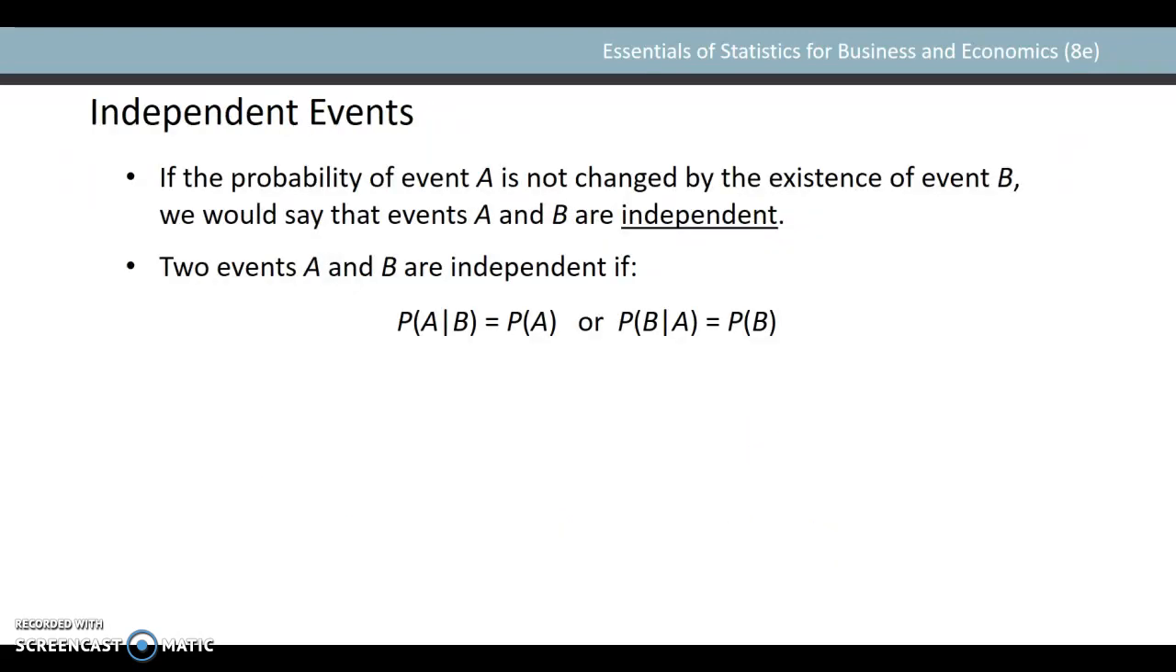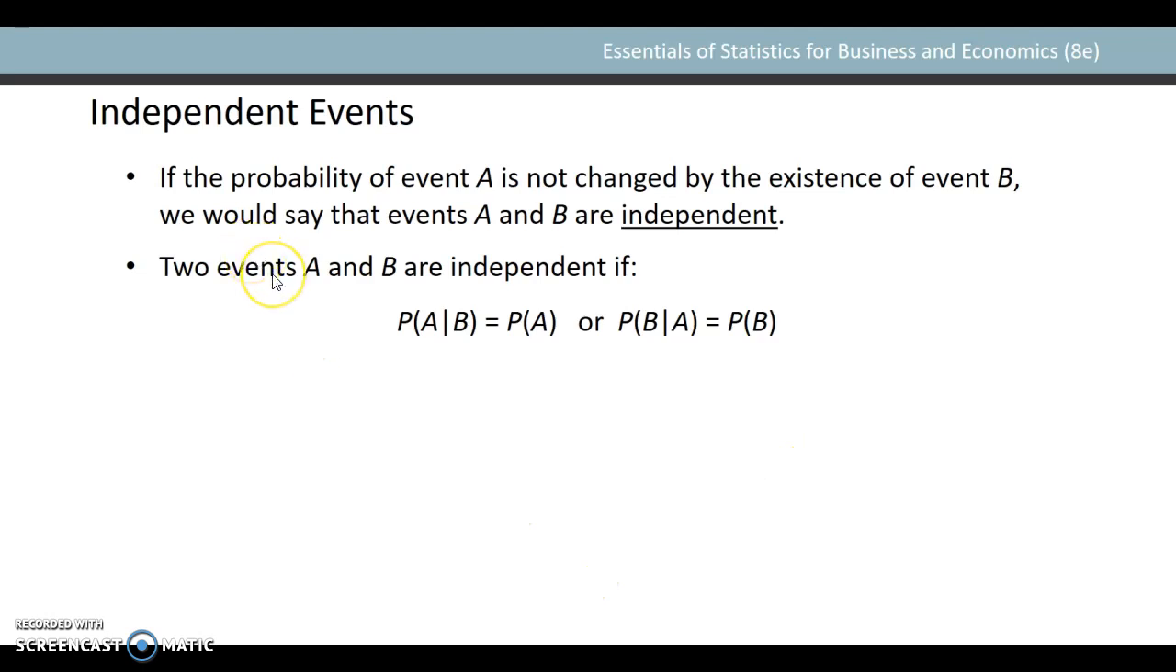The next thing we've got to look at are independent events. An independent event is if the probability of A is not changed by the existence of event B. We would say that A and B are independent events.